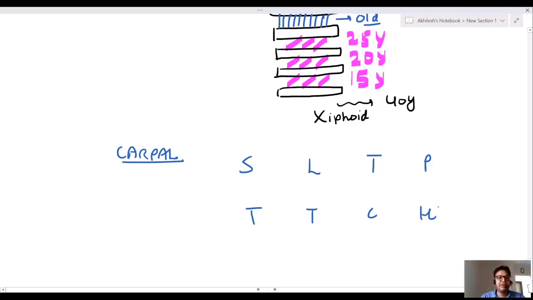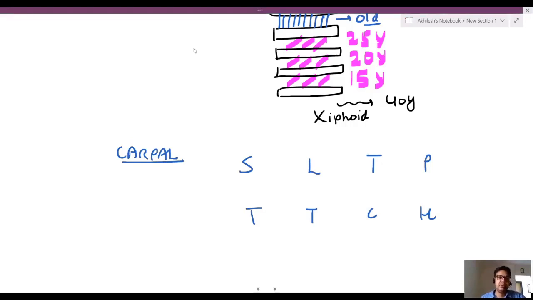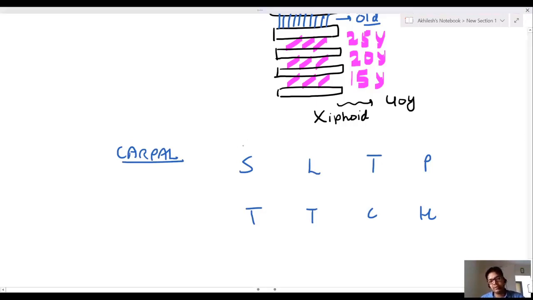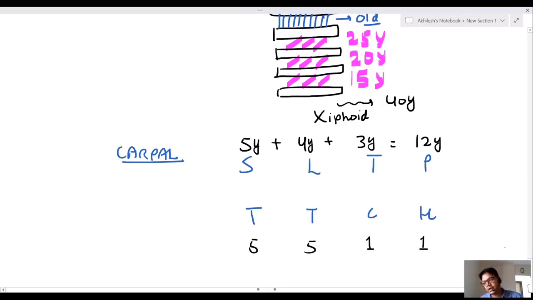These are 8 carpal bones we have. If you want to go in detail, you can remember by trick rule of 12: 5, 4, 3. 5 plus 4 plus 3 is equal to 12. Okay, these are in ear. And this is also 12: 5, 5, 1, 1. It is also 12, but it is outside.